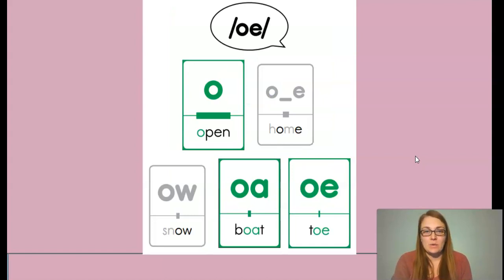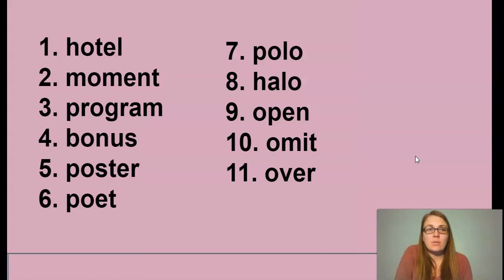Okay, so adding that to our list for the o sounds, some words that have the single letter o making the o sound: hotel, moment, program, bonus, poster, poet, polo, halo, open, omit, and over.